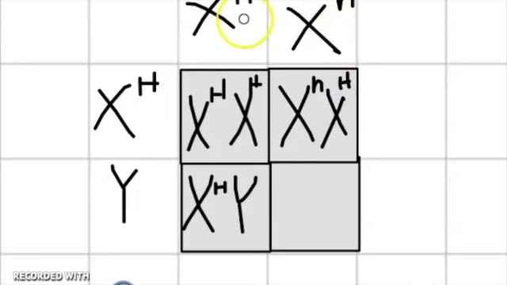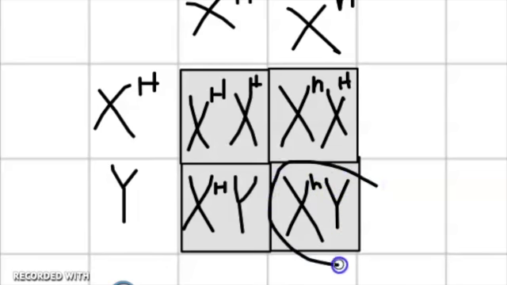So mom doesn't have hemophilia, but she can have a kid who does. Okay, and that kid is her son. Remember, because males have only one X chromosome, all it takes is for them to get one copy of that recessive allele, and they'll have the disorder. So this individual, this son, has hemophilia.